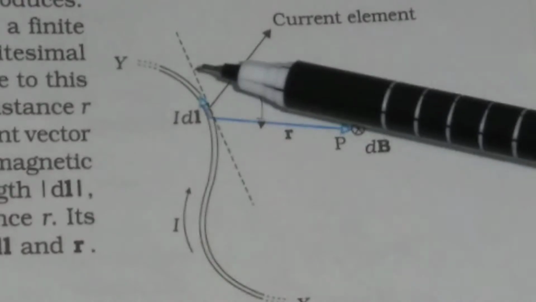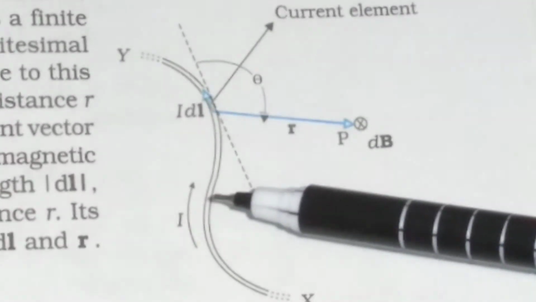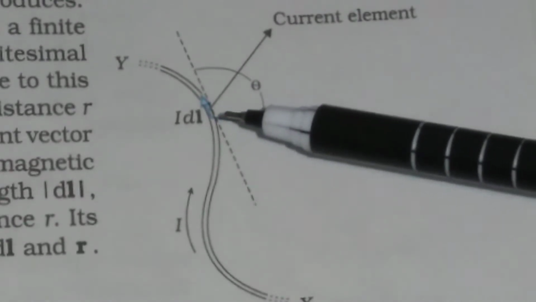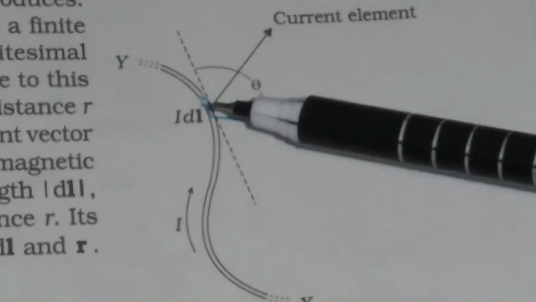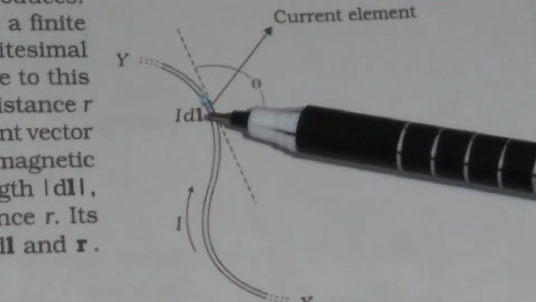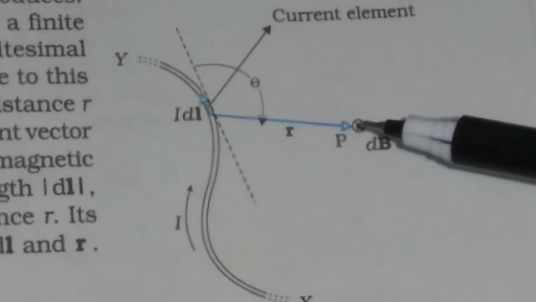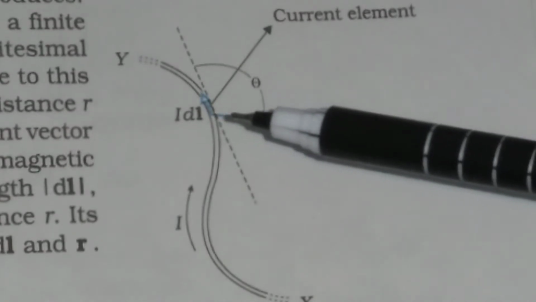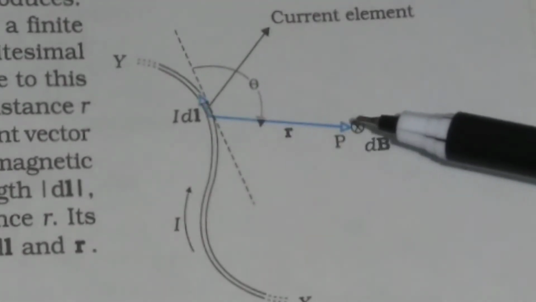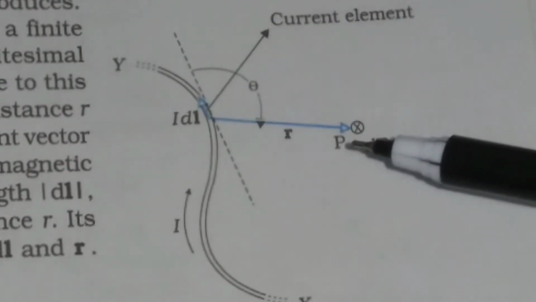Let XY be a finite conductor carrying current I. Consider an infinitesimally small current element dl. So the current passing through this element dl is equal to I dl. We have to find the magnetic field at a point P, which is situated at a distance r from the current element dl. Suppose the magnetic field at the point P is dB.